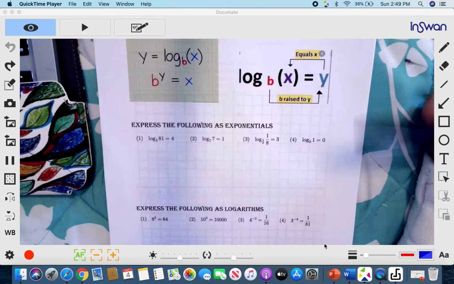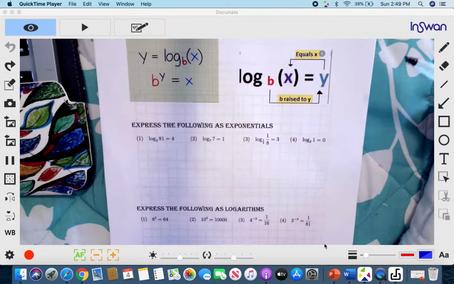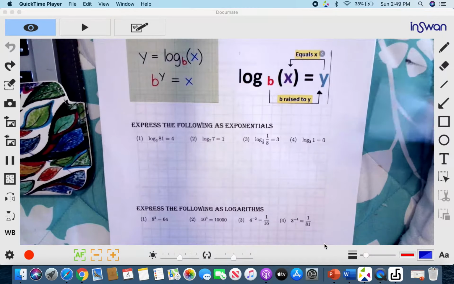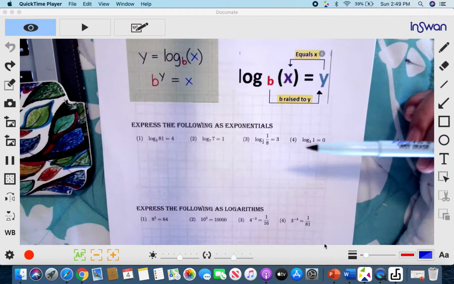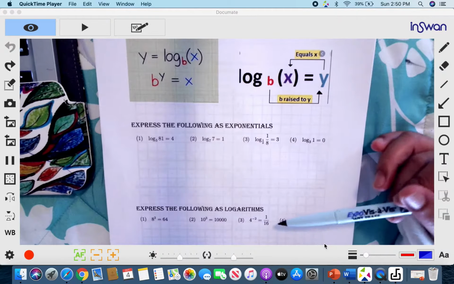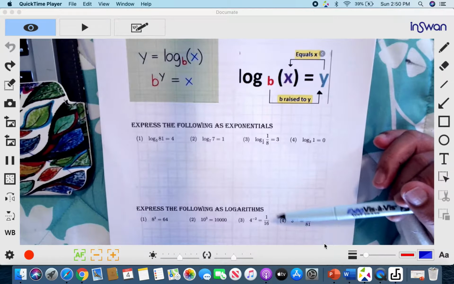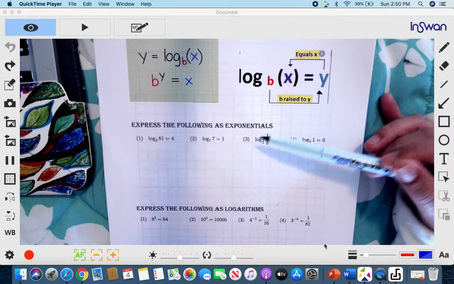To be successful in understanding logarithm, this is the skill that you need to master: how to express exponentials as logarithms and logarithms as exponentials. Because by principle, if you cannot solve exponentials by themselves, you need to use logarithm. Conversely, if you cannot solve logarithm by itself, you need to use exponentials.